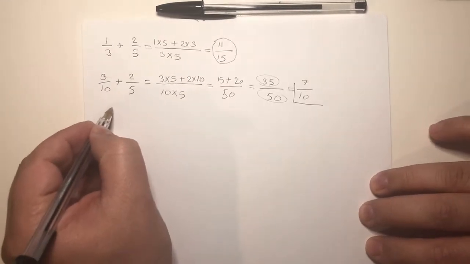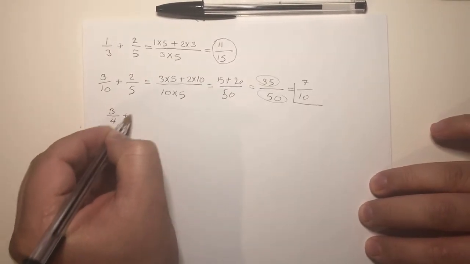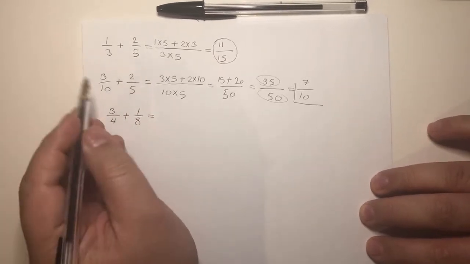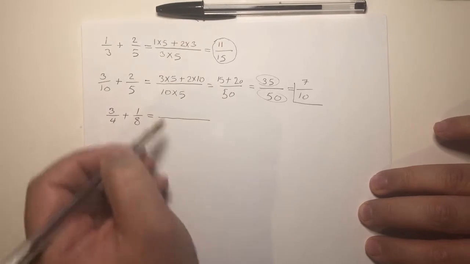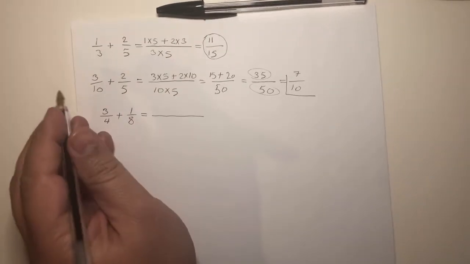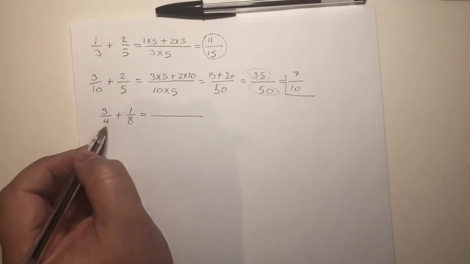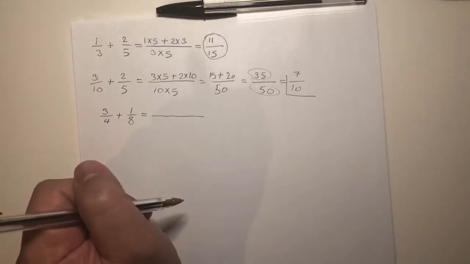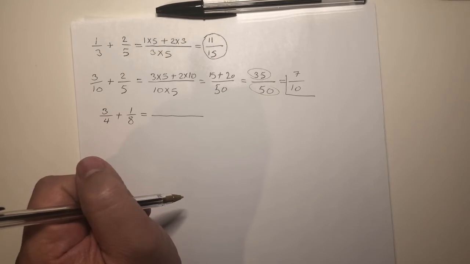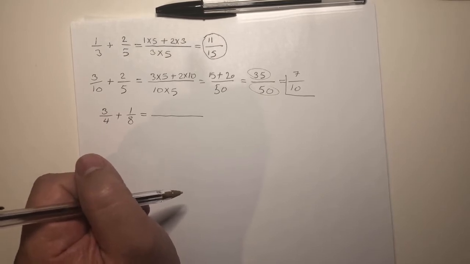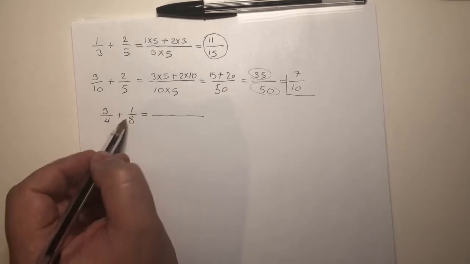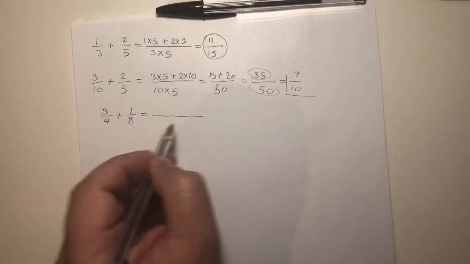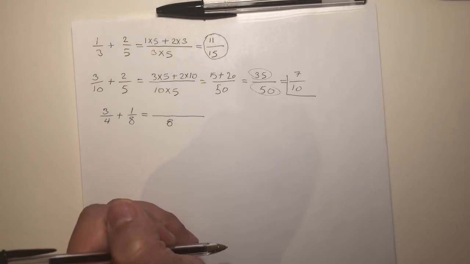Let's do another example. 3 over 4 plus 1 over 8. I want to do this one a little differently. So we have to find a common denominator. If, of the two denominators, one of them is a multiple of the other, you can choose the larger one as the common denominator. Here, 8 is a multiple of 4, and it's bigger than 4, so we choose 8 as the common denominator.